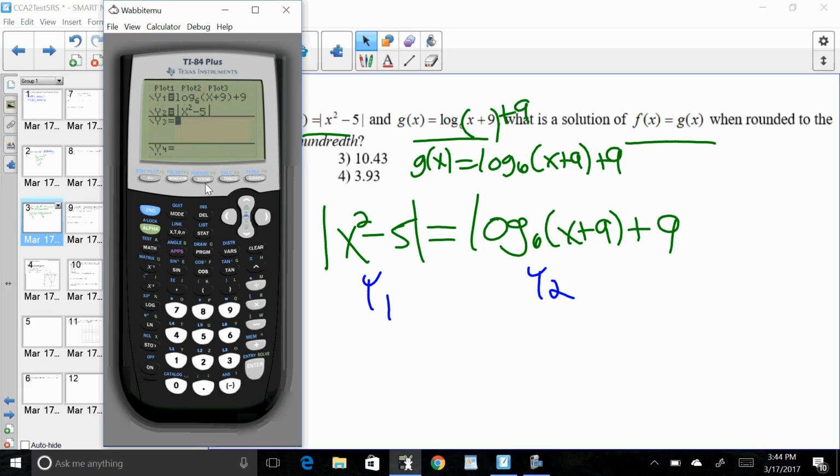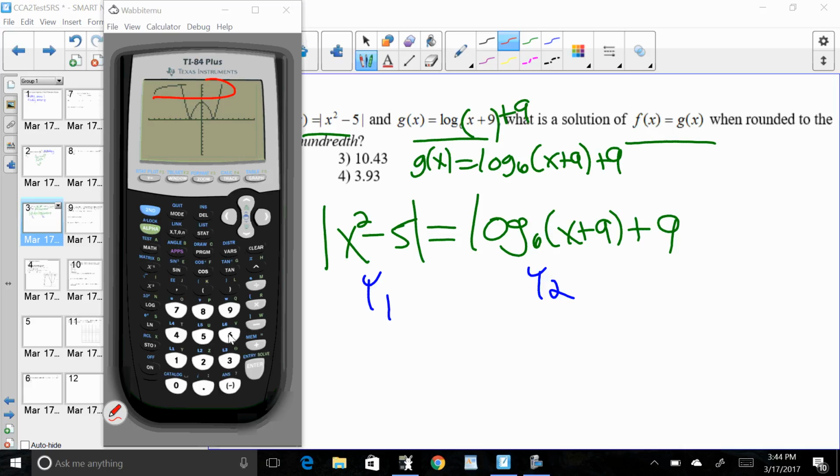So now that I have that, I'm going to start with Zoom 6. Zoom 6 is my regular standard window. I look at Zoom 6. There's my first graph. Looks like it's a little cut off. And there's my second graph. Do I see what I want to see? No, I want to see more. I need to find their intersection.